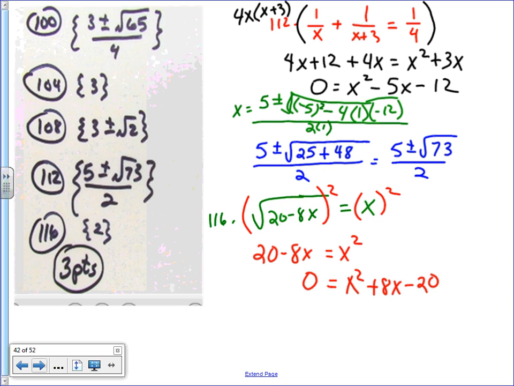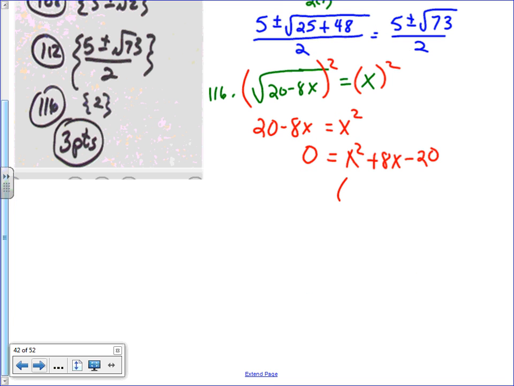Are there factors of 20 that subtract to be 8? Moving that up a little bit. Yes, there are. 10 and 2. 10 minus 2 is 8. 10 times 2 is 20. All right, signs are different. The plus goes with the big number, that's the 10. Solutions. Solutions are negative 10 and positive 2.